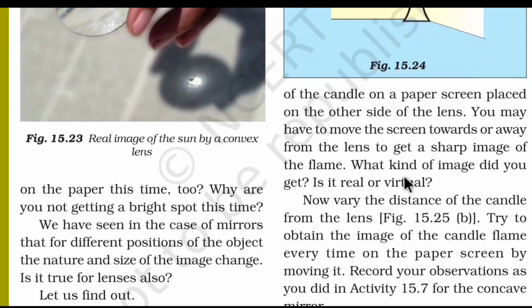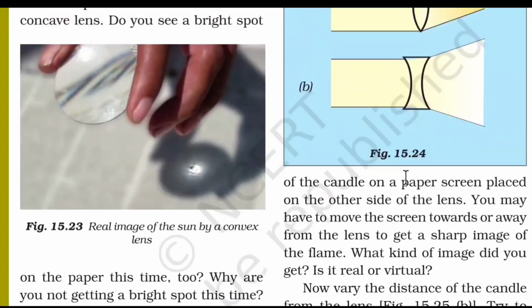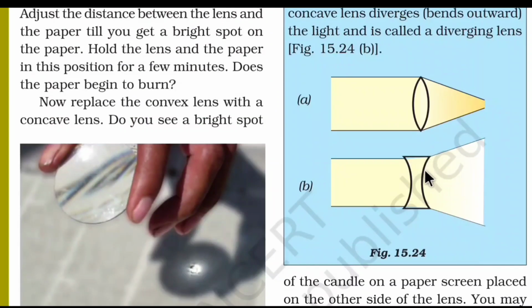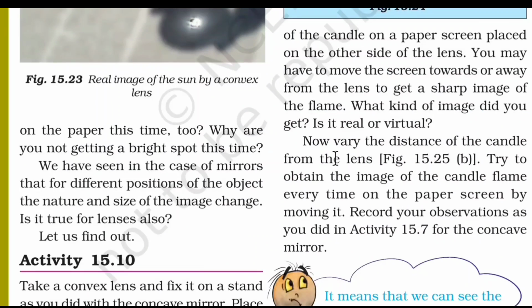But for the case of the concave lens, you know what a concave lens is? This is the concave lens. In that case, we always get a virtual, erect image that is smaller in size with respect to the object. So we will discuss one by one.